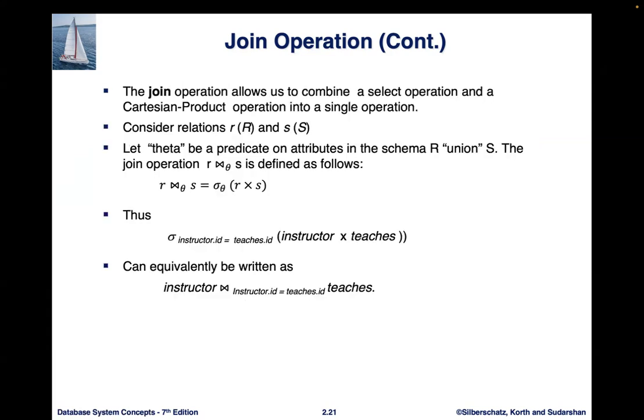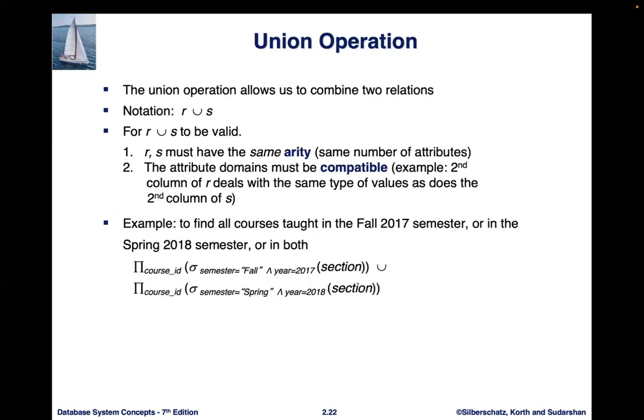So the join operation is denoted as R join with theta, where theta is the predicate over the attribute schema of R and S. The join operation is defined as follows. These are two equivalent notations. So selection of instructor ID equals teacher's ID on the Cartesian product of instructor and teachers is equivalent to saying, do instructor join with the teachers where instructor ID is teacher's ID. These two are equivalent notations.